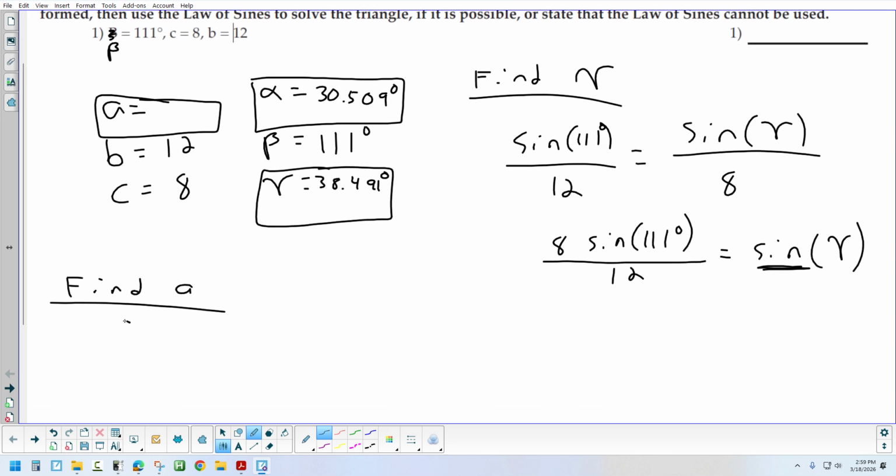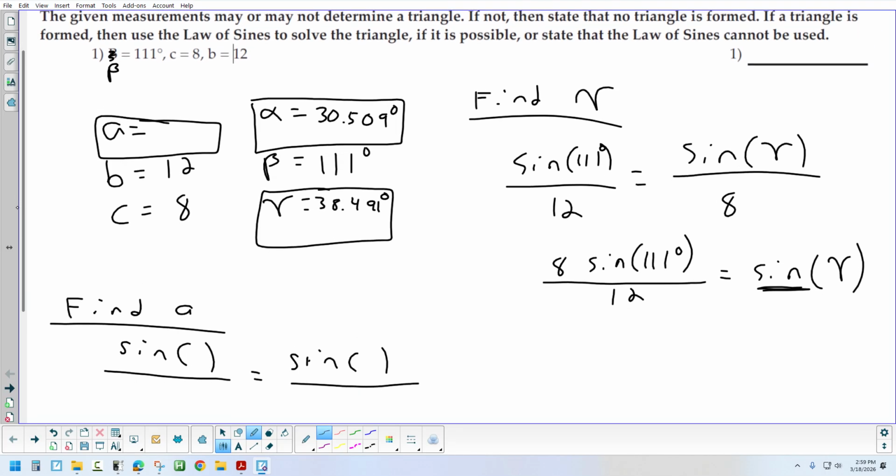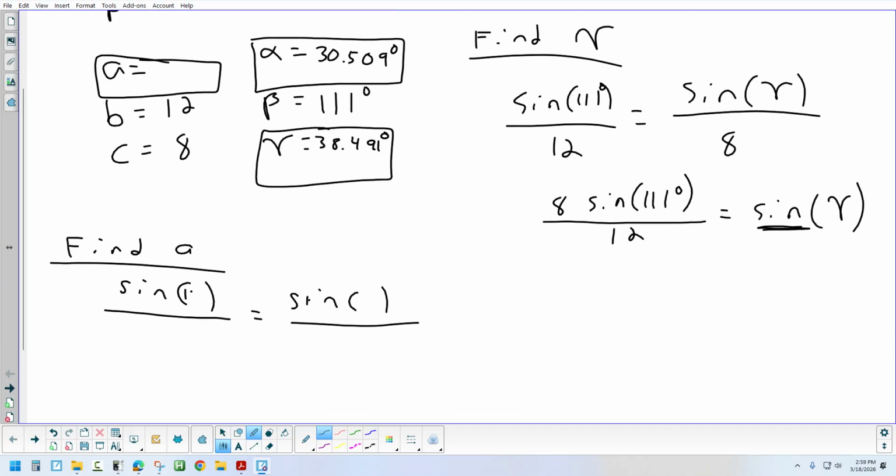Okay, to find A, first we want to start with a row that has everything in it. We have 2 rows that have everything in it. Which row should we use? The one with 111 and 12. Yeah, how come? Because that was given to us. Yep, that was given. We know those answers are right and they're exact. And what would we put on the right side to find alpha? So 30.509 over A. Yep.